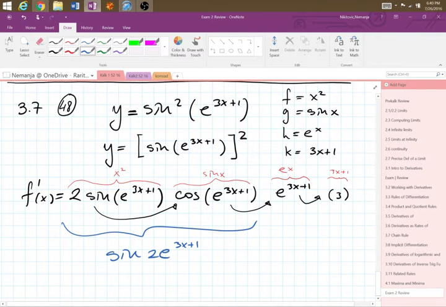And then you are multiplying that by 3e to the 3x plus 1. So that's the most compressed version of the answer. The blue one over here is saying that 2 sine x cosine x is equal to sine 2x. It's a basic identity from your trig course. Yes?